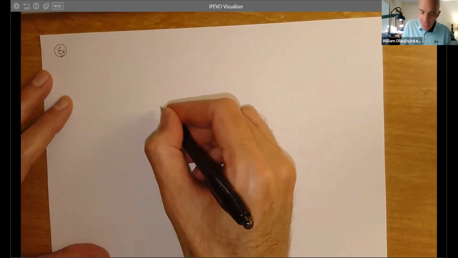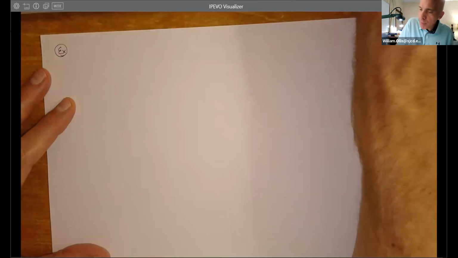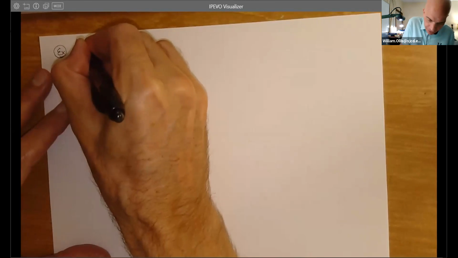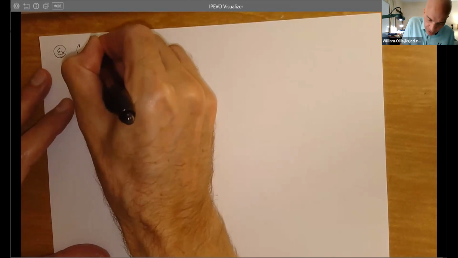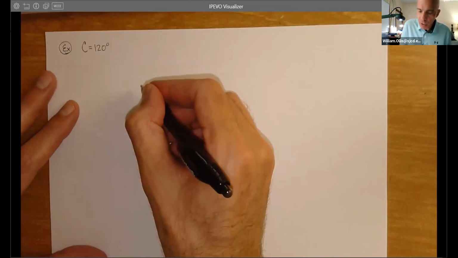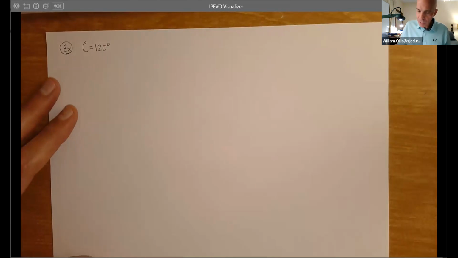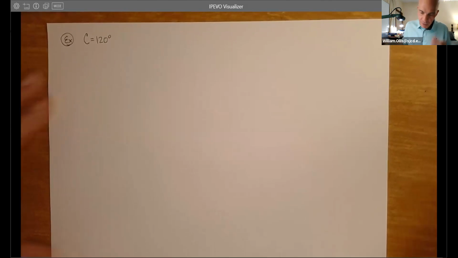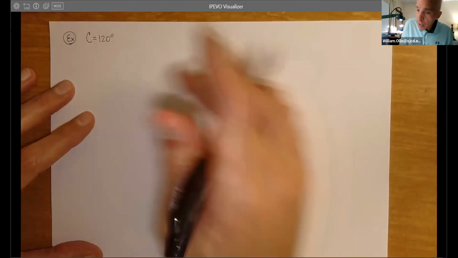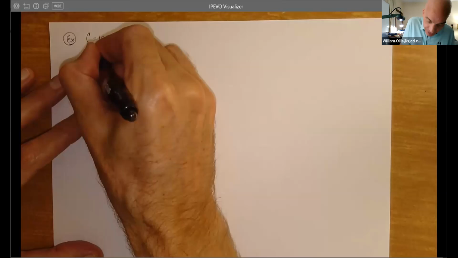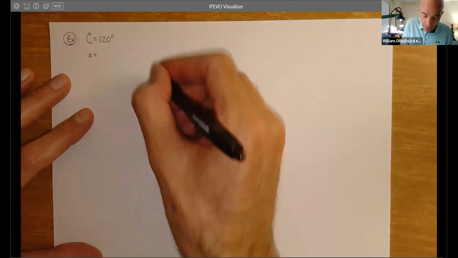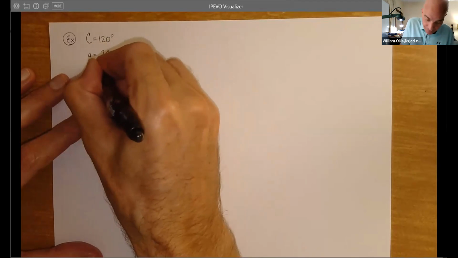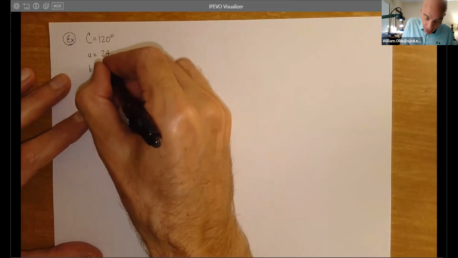So in this particular case, let's see, what do we have from the WebAssign? We've got C equals 120 degrees. Okay, that's a nice angle. That's on the unit circle. Let me adjust this just a little bit. There we go. So it's squared off. And then we have A, which is the side opposite angle A, is 24. And we have B, which is the side opposite angle B.